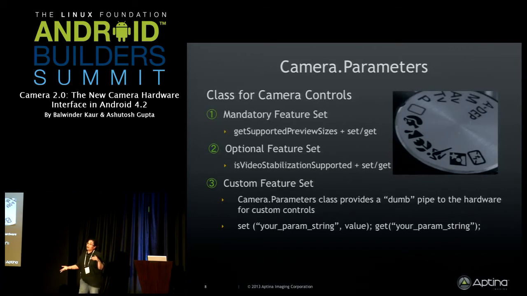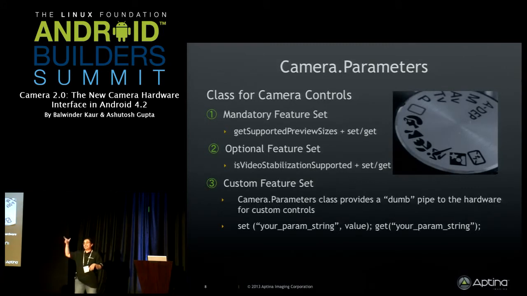You could have hardware that supports it, but maybe you haven't done the correct plumbing in the camera HAL and it's not available to the end user. So these are runtime calls, and typically an application developer would do at runtime and say, is this feature supported? And if it is, then you can go and enable whatever you want to do from the UI perspective.